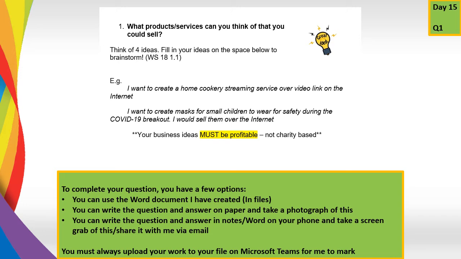I've put a couple of examples on here, and these are going to be my worked through examples throughout the rest of this unit. The first example is a service. I want to create a home cookery service, streaming over video link to the internet. And the next one is a product. I want to create masks for small children to wear for safety during the COVID-19 breakout, and I would sell them over the internet.